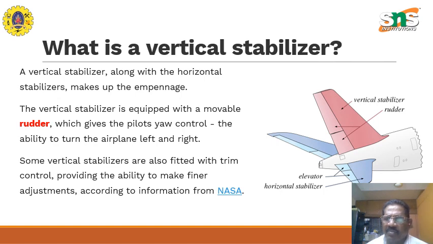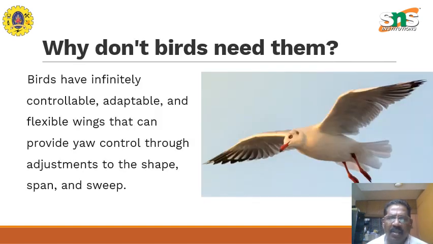According to the information from NASA, now the final question here is, why don't birds need a stabilizer or a rudder? Birds have infinitely controllable, adaptable, and flexible wings that can produce yaw control through adjustments to shape, span, and sweep, and so hence they don't require the rudder.